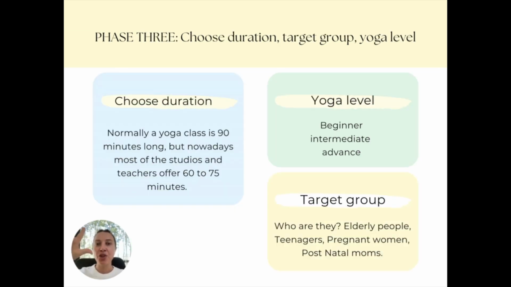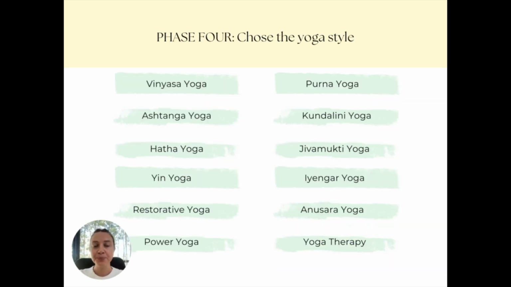Phase number 3, choose the duration, the target group, and the yoga level. The duration is very important. It could be 90 minutes long, or in most of the studios nowadays, because we're living in a fast-paced world, it's 60 or 75 minutes. Important to know as you build the structure of your class. Yoga level: beginner, intermediate, advanced, as we mentioned before. Target group, who are they? Elderly, teenager, pregnant, postnatal, and so on.